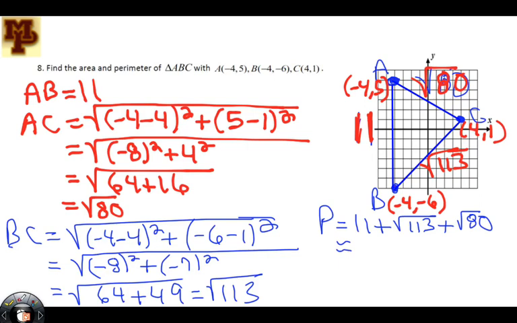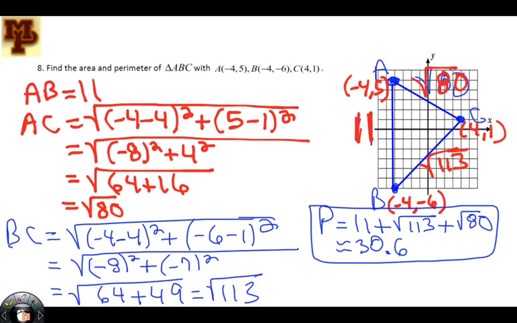So let's see if I can do that on my calculator. So that would be 11 plus square root of 113 plus square root of 80 equals, I got about 30 point, let's say round it to 6, so 30.6. Okay, that's the perimeter. Area is 1/2 base times height.